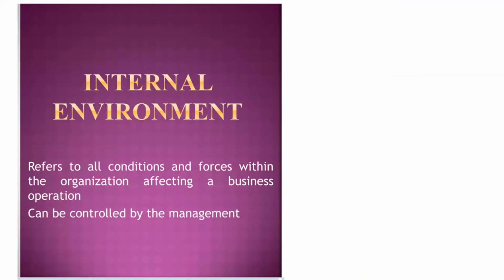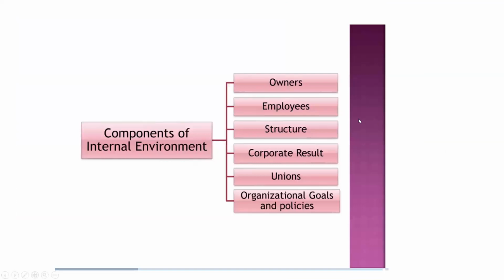So we'll now see what different factors there are in the internal environment that need to be looked into, controlled and managed properly. Components of the internal environment. These are the major factors: owners, employees, structure, corporate results, unions, and organization goals and policies. The owners in the organization, their motive, what they want to achieve, and their thoughts and processes will all impact the business. And the employees, how they are working in the organization, how satisfied they are, how effectively they are working, all these will impact the organization.